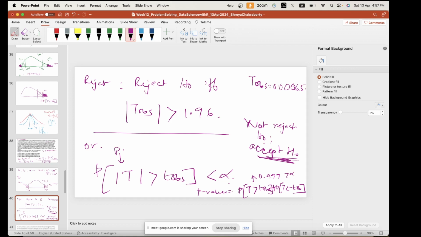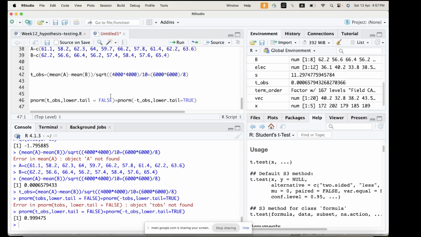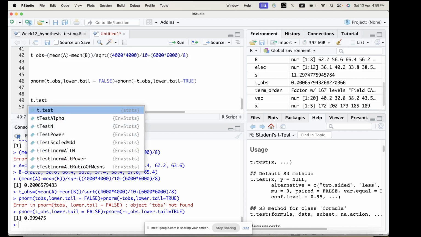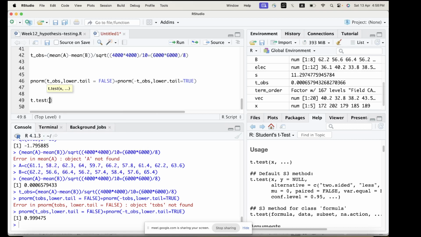Another way to do this is by directly using R. How can we use R directly? We just have to write t.test. Can you see my R screen? Yes. x equal to A, y equal to B.